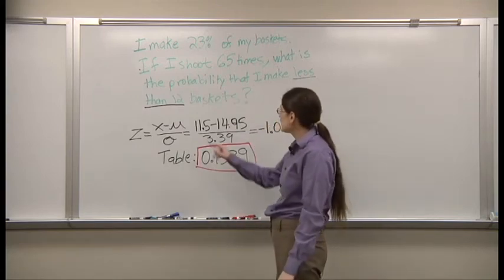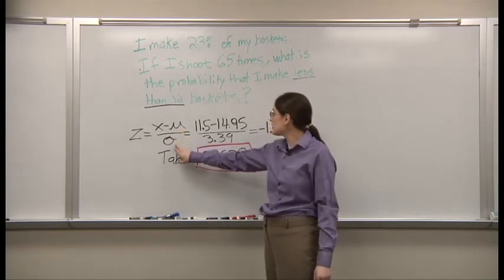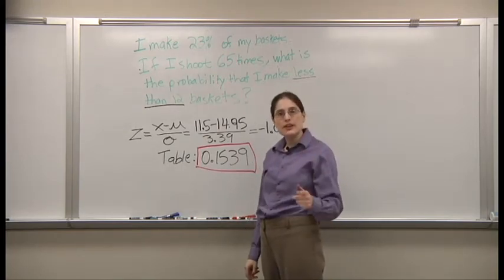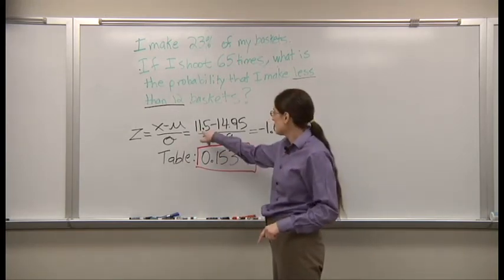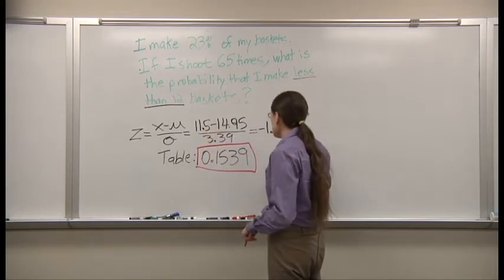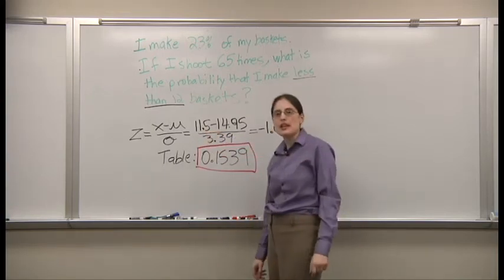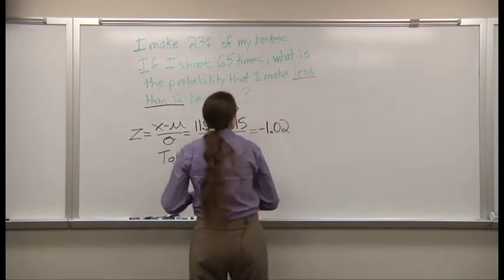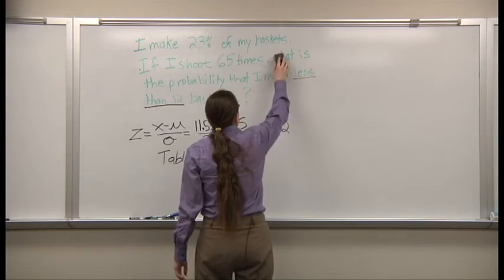So, find your mean and standard deviation. Correct for continuity to find x, meaning do that 0.5 thing. Find z, look it up on the table. Okay.